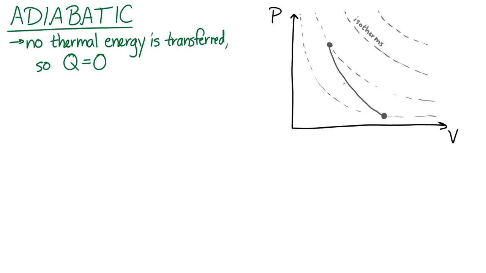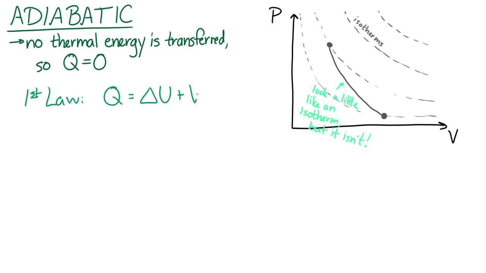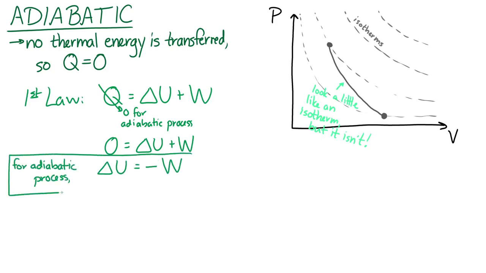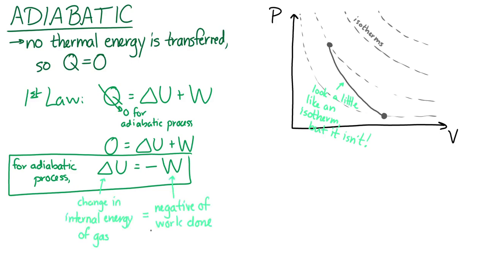Now, Q is equal to zero in this case. So the first law, Q is equal to delta U plus W, is going to change this way. Q is equal to zero. So in that case, delta U is equal to negative W. So the change in the internal energy of the gas is equal to the negative of the work done by the gas on the environment.